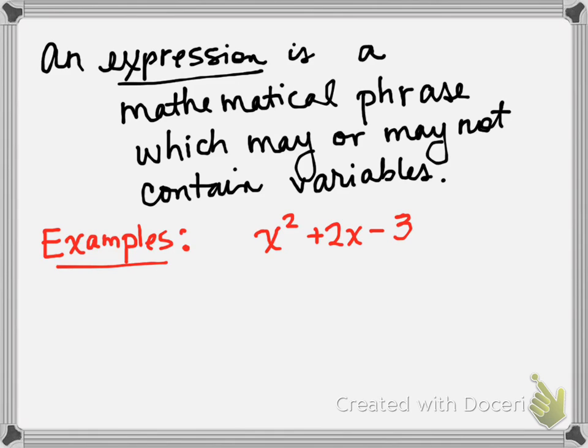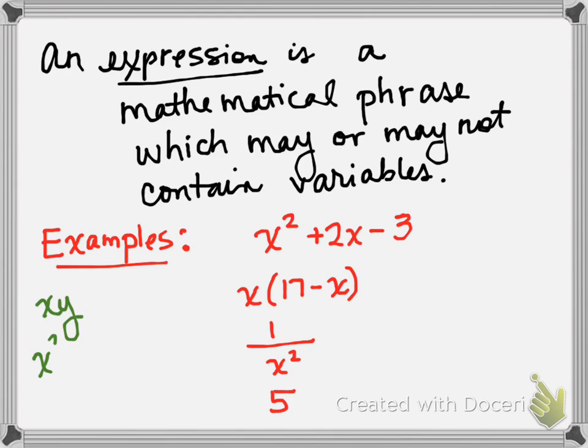So x squared plus 2x minus 3, that is an expression. Or x times 17 minus x, that is an expression. 1 over x squared is an expression. 5 is an expression. We can also have expressions that involve more than one variable. Something like x times y is an expression. This time it involves two variables. We could have x squared plus y times z. That is an expression involving 3 variables. Over here, 5 is an expression involving 0 variables.